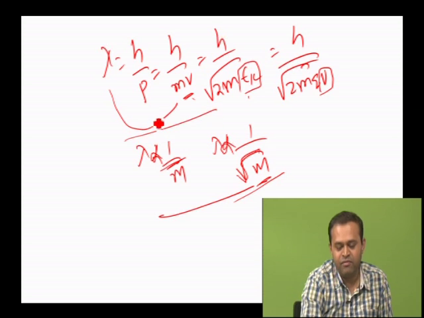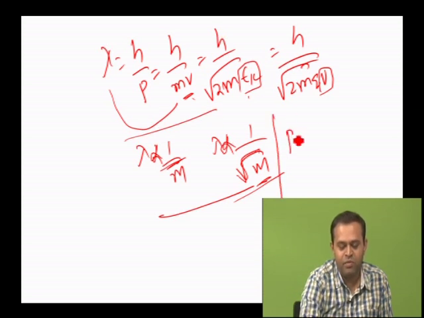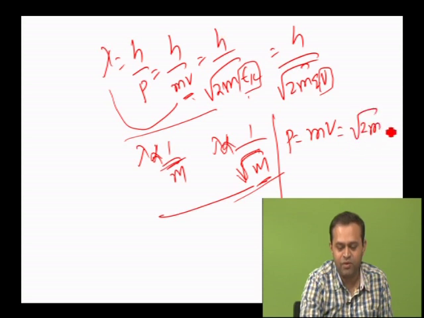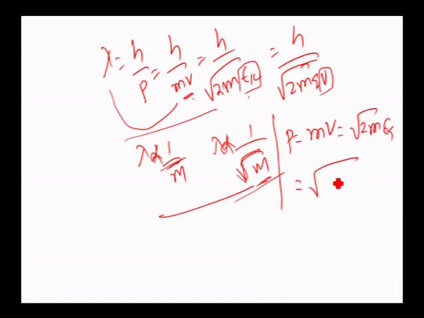Clear? Again, by comparison we can write momentum as mass into velocity, which is also equal to root of 2m EK, which is also equal to root of 2m qV. Anyway, this is very important. Okay, that's about the synopsis part of the wave nature of matter. Clear?